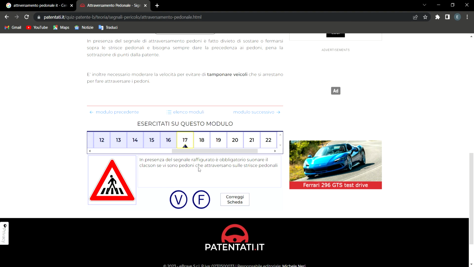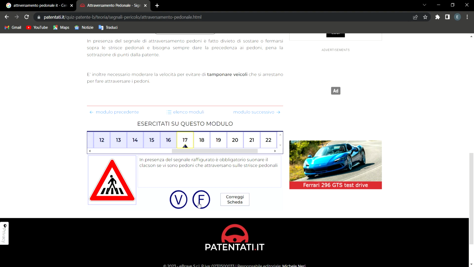So number 17 says: in presenza di segnale raffigurato è obbligatorio suonare il clacson se vi sono pedoni che attraversano sulla striscia pedonale. So, it's simply saying that with this very sign, obligatory simply means is obligatory. This suonare simply means the horn in your vehicle. So, it's saying that it is obligatory for you to always make use of your horn whenever there are legs crossing on this road.